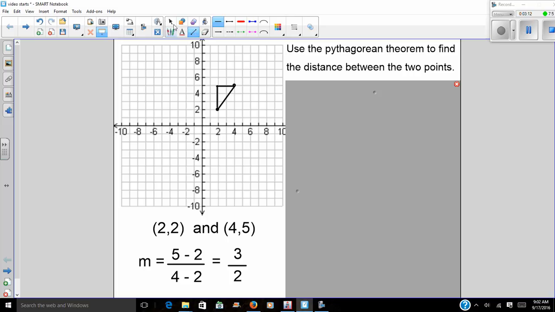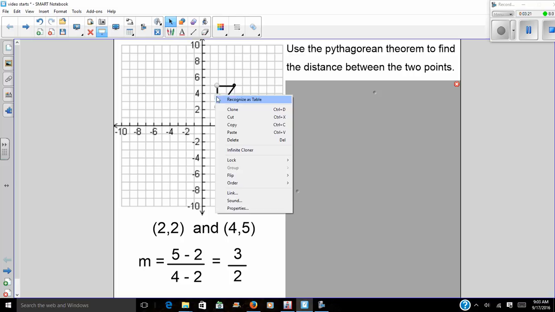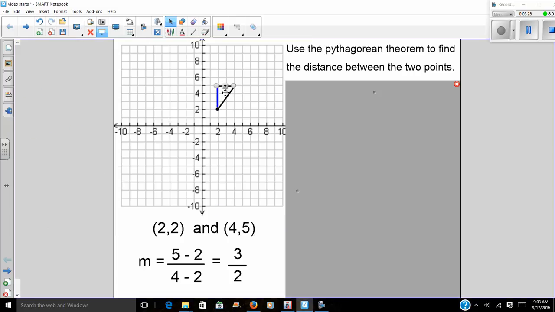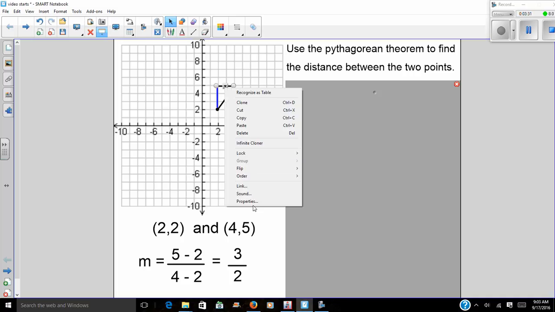And I'm just going to take a moment to color code those. I'm going to make this one blue, just so that we can see what's going on. And we're going to come over here, and we're going to make this one green.